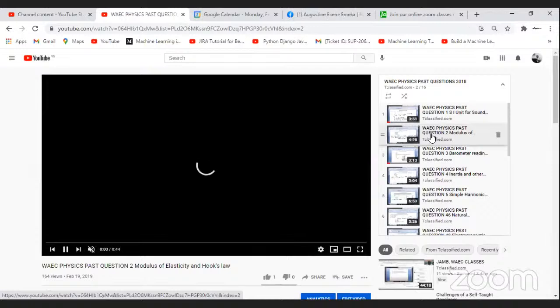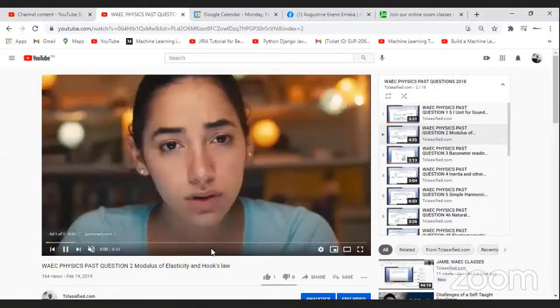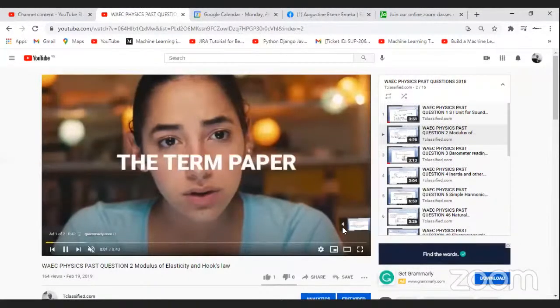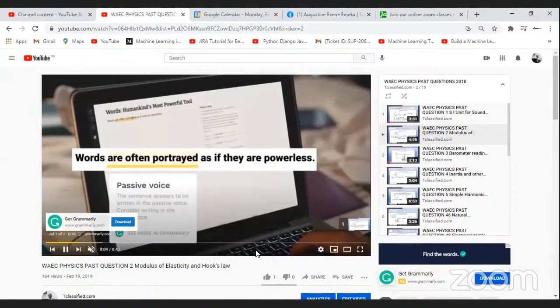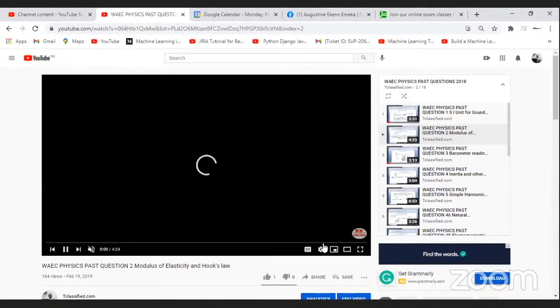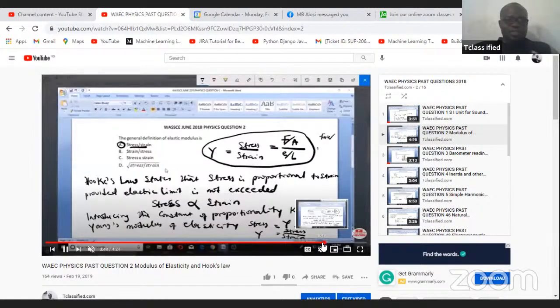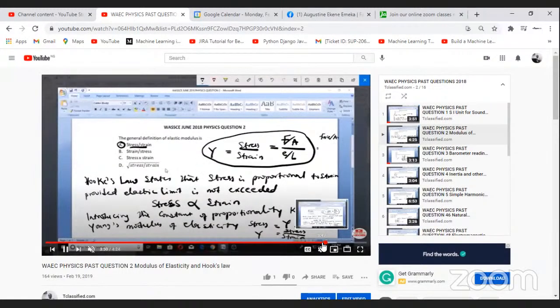Number two. The general definition of elastic modulus is: A. Stress over strain. B. Strain over stress. C. Stress times strain. D. Square root of stress times strain.